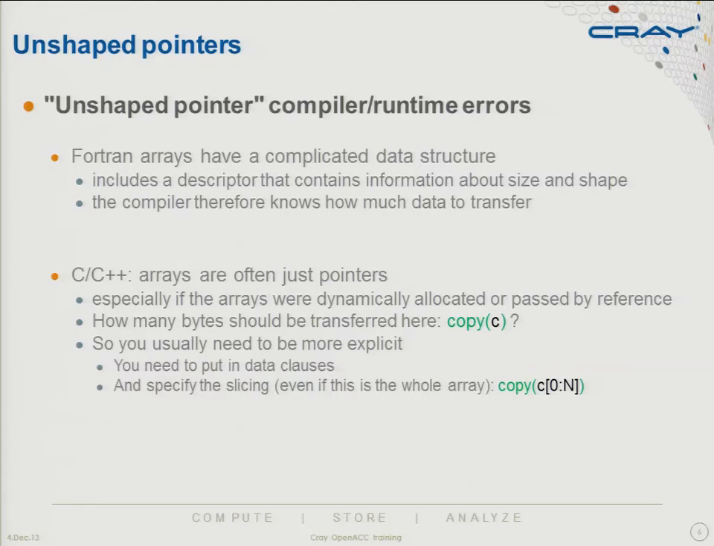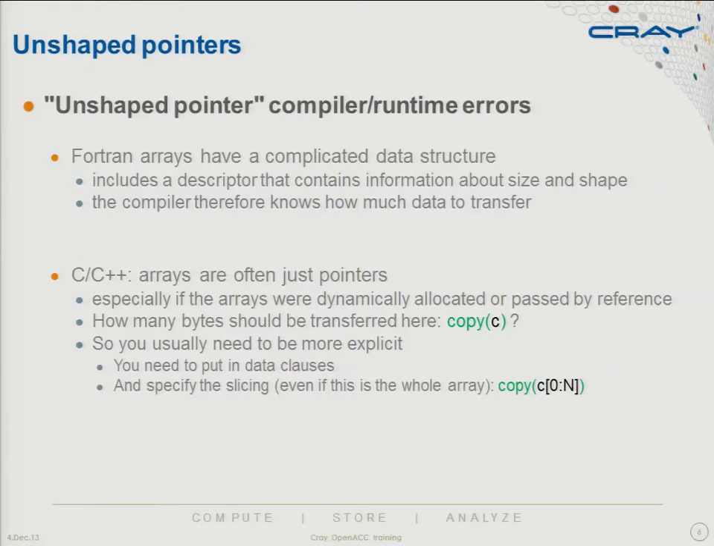If you're doing C especially, you'll do some OpenACC and you'll see errors from the compiler, "unshaped pointer", which is a really useful error message because it tells you nothing. What it's telling you is that I didn't know how much data to move. And that's because in C and C++, arrays are just pointers, generally. They point to the start of the block of memory. So if you say copy C, where C is an array, what you're really saying is C is a memory address. How much data should it move?